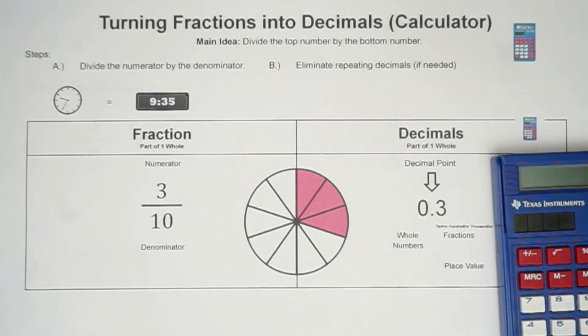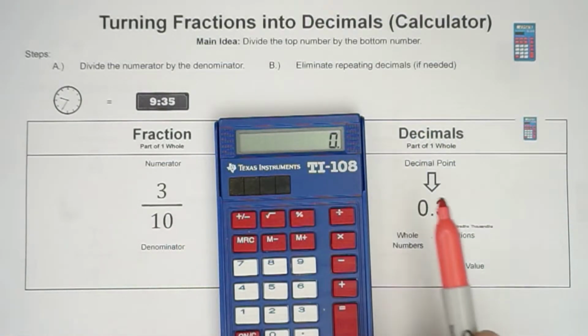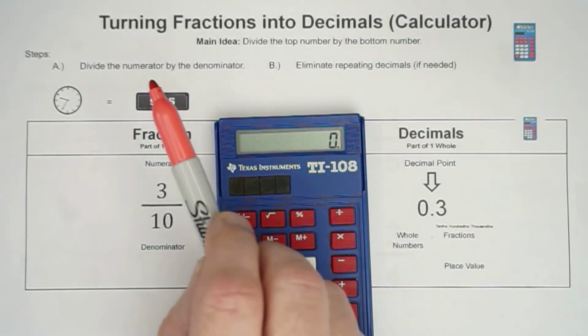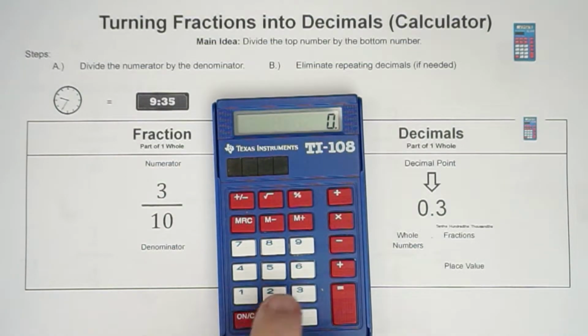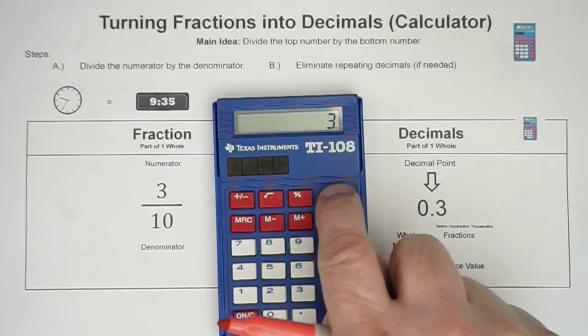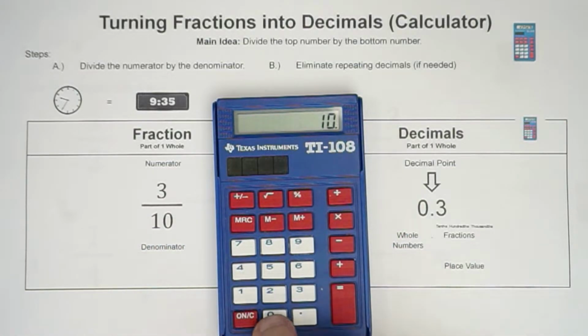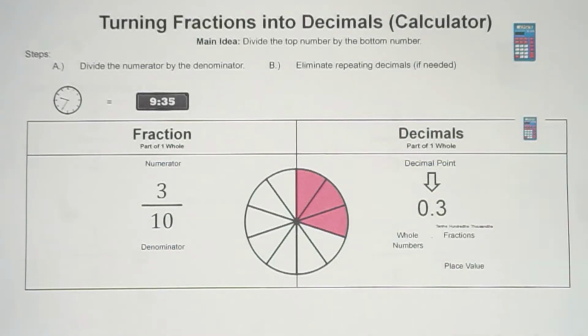So, okay, let's try this first one. I'll show you how we make 3/10 into decimal form. We just divide the numerator, which is our 3, by our denominator of 10. So we're going to push divide by 10. And that would equal 0.3, which is read as 3/10. All right.